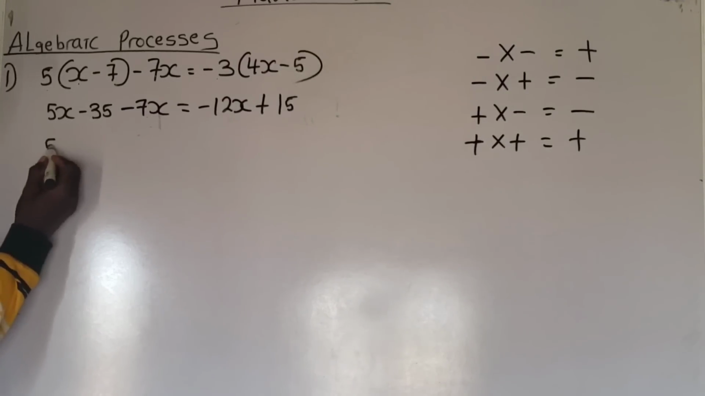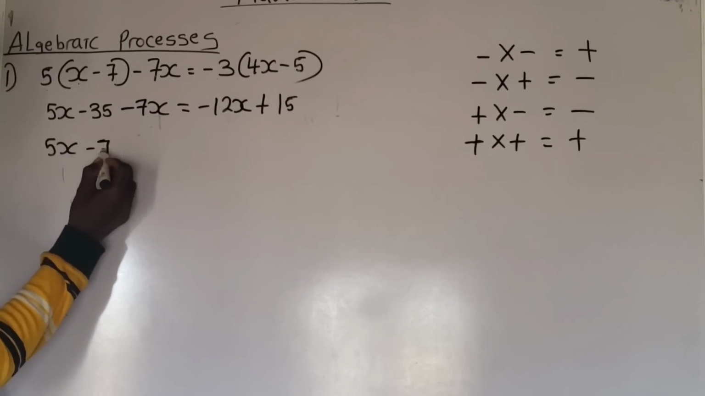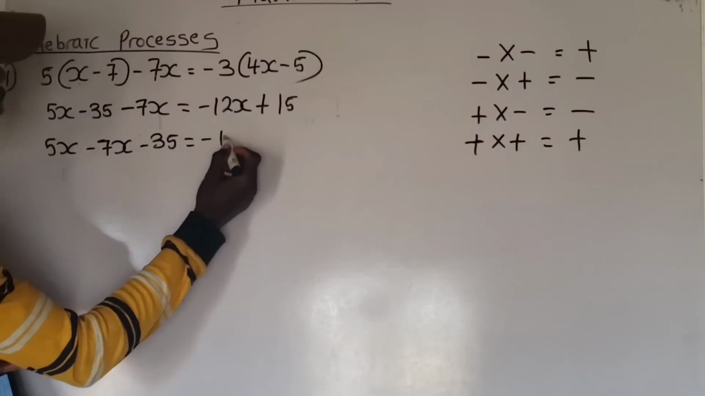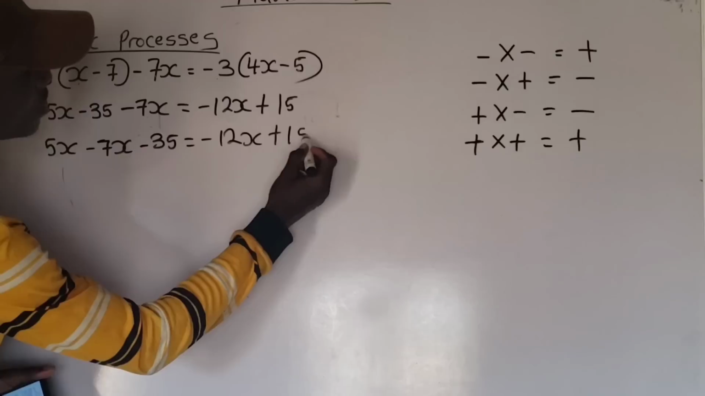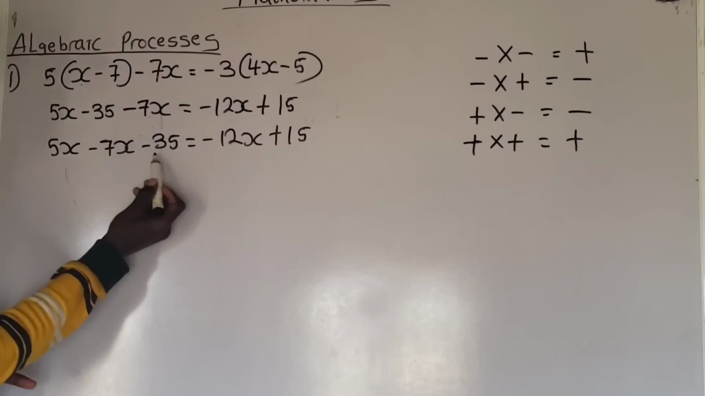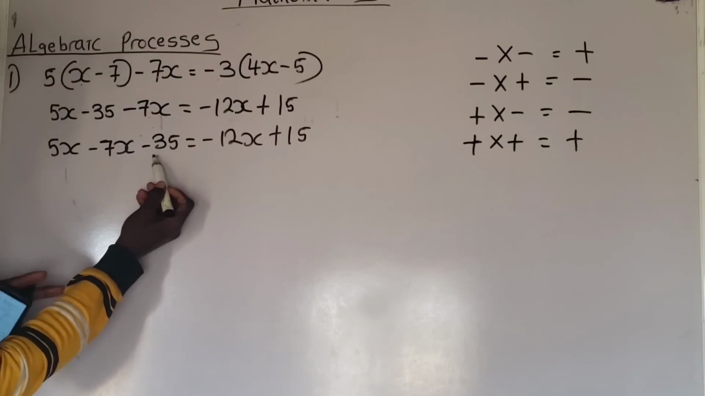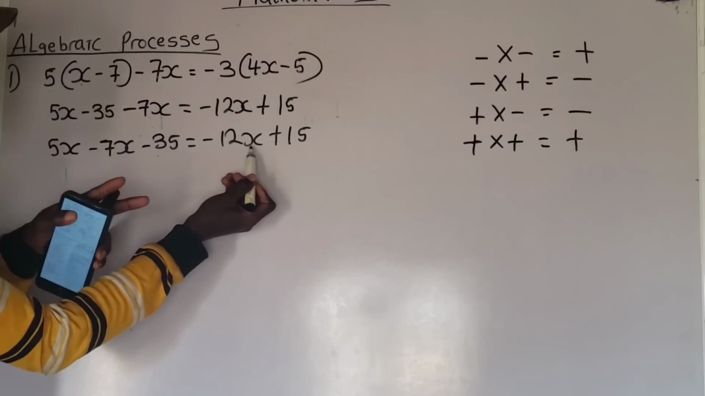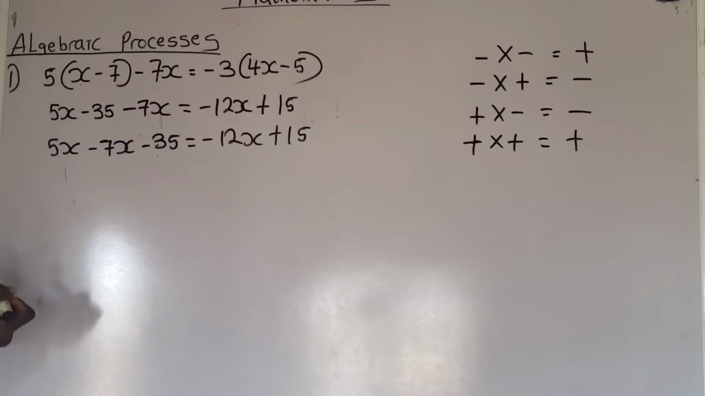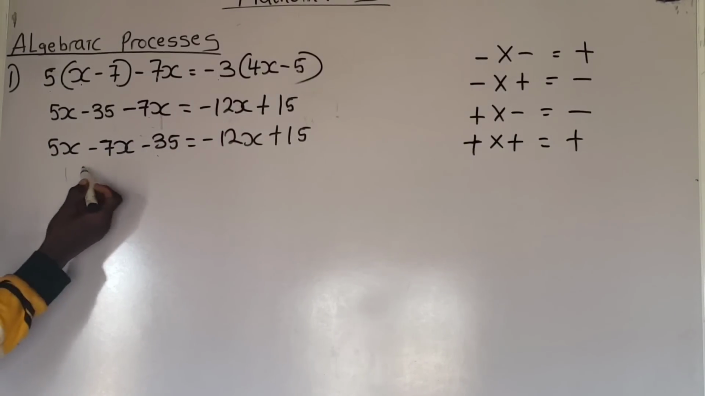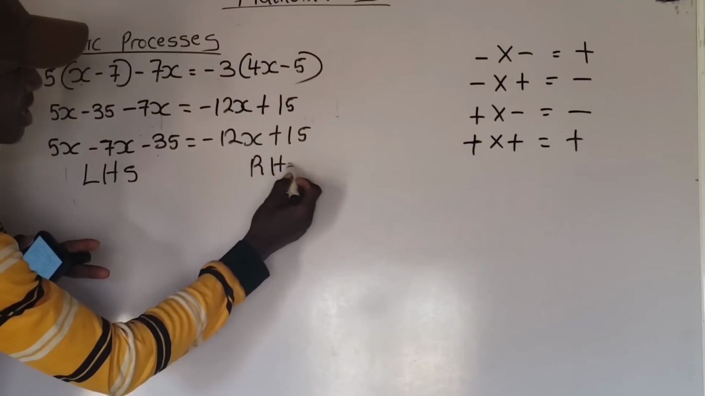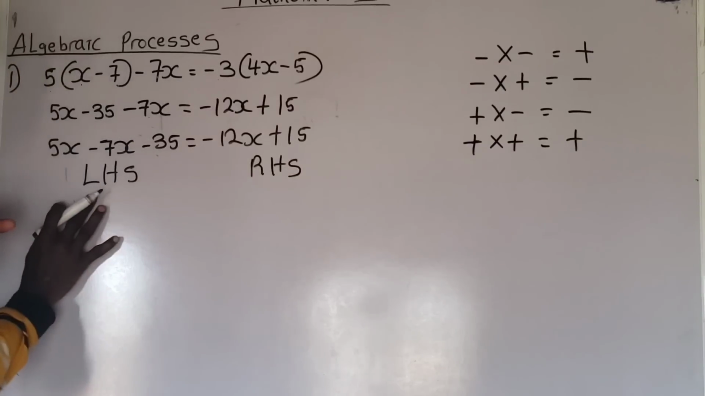Okay, so I'm going to have 5x minus 7x minus 35 is equals to negative 12x plus 15. Do you understand? So I'm going to move this negative 35 to the other side of the equation. Then I'm going to move this negative 12x to the left hand side of the equation. Do you understand? This is the LHS, left hand side, and this is the right hand side.